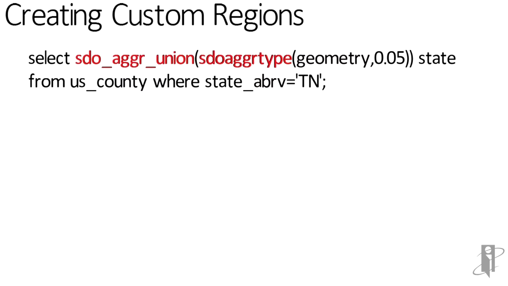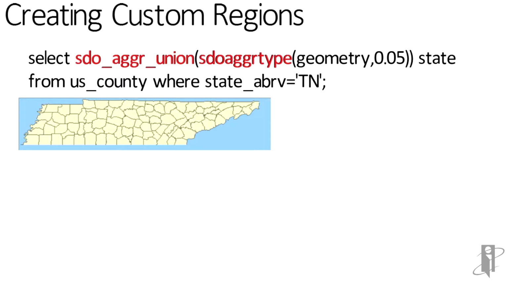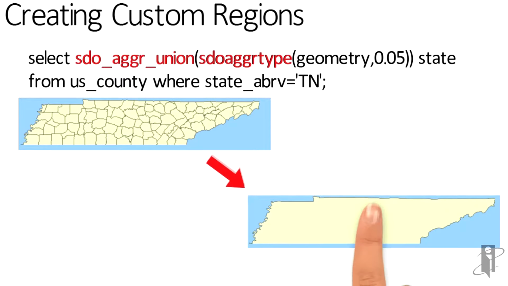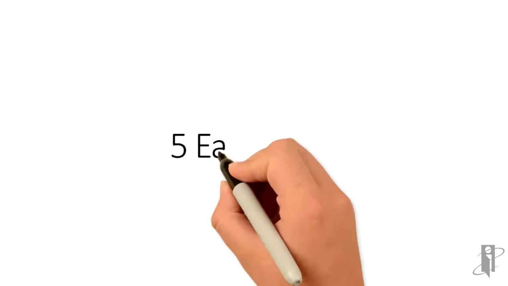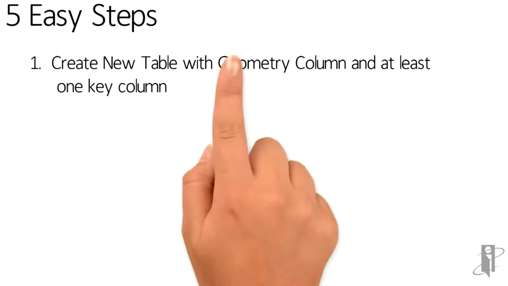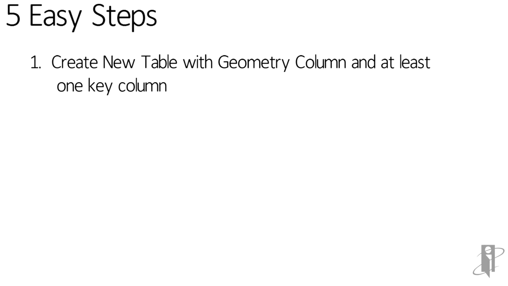In this example, we're taking the counties from the state of Tennessee to create a boundary of the state of Tennessee. To do this, it's really five quick and easy steps. First, we create a new table, our target table, with a geometry column and at least one key column that we will be using to link to our OBIEE data.